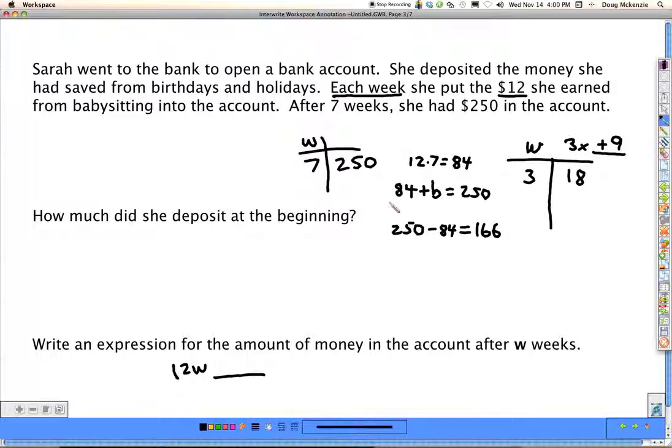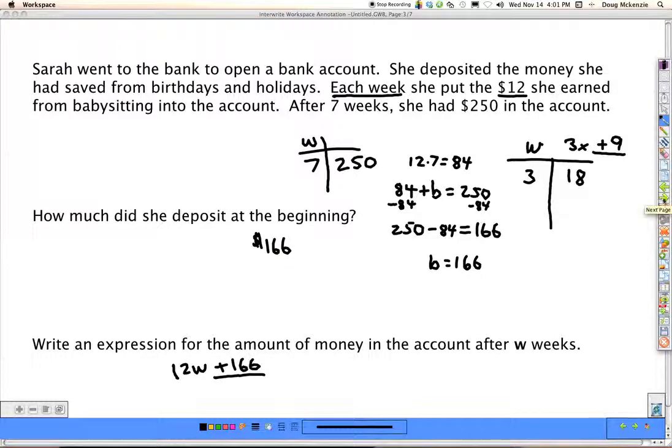All right. So looking at it from an algebraic standpoint, I took 84 from that side, took 84 from this side, and I found that B equals 166. So that means that the rest of my rule has to be plus 166, because I did 7 times 12. That got me 84. What do I have to do to get the answer of 250? I have to add 166. That's the rule. How much did she deposit at the beginning? Well, that must be the amount that she deposited at the beginning. That's that extra amount. So I've also answered this question.